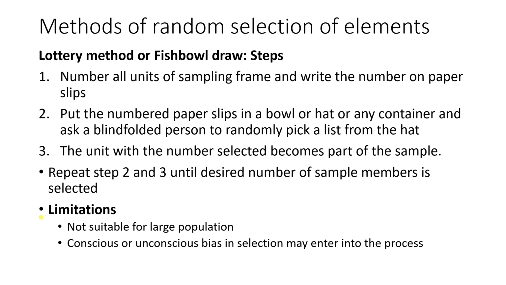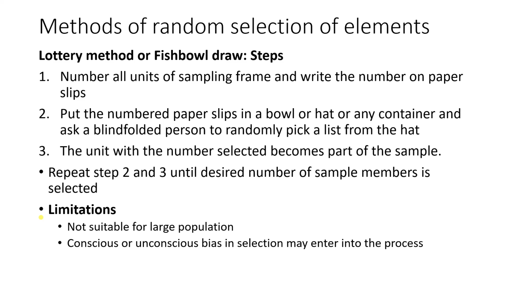Suppose I am blindfolded, and I can sense with my hand the size and the smoothness of the paper. Suppose I have a preference for smooth paper, so if any paper feels smooth, I may select that. If I am doing that, then this is either conscious or unconscious bias in selection. So this is another limitation of this method.